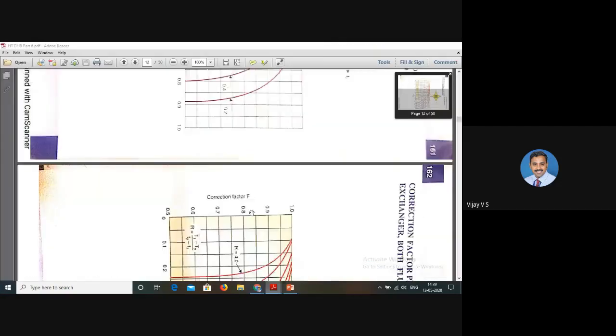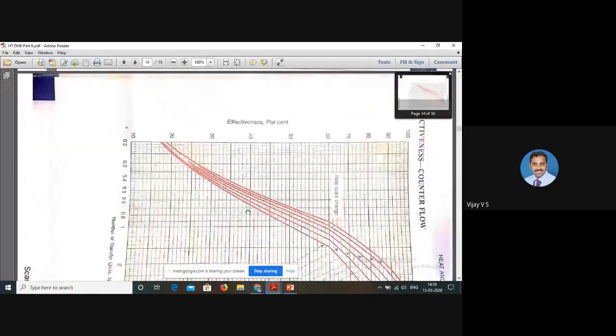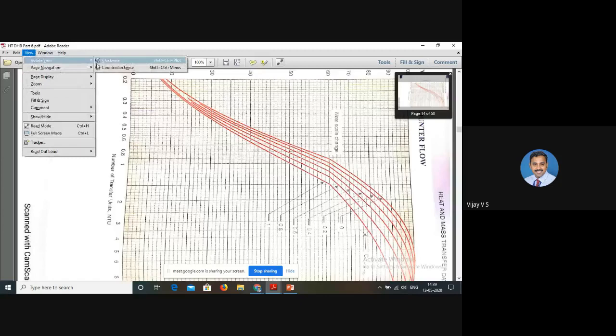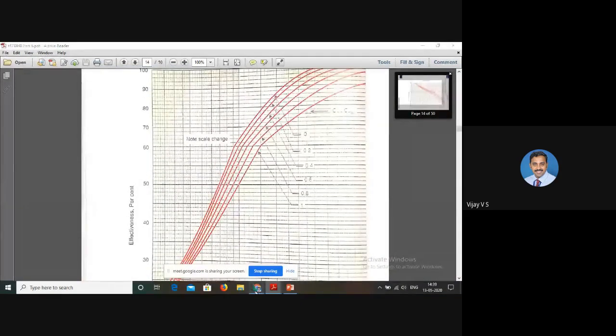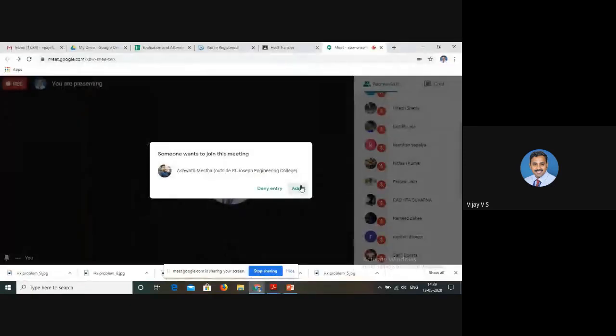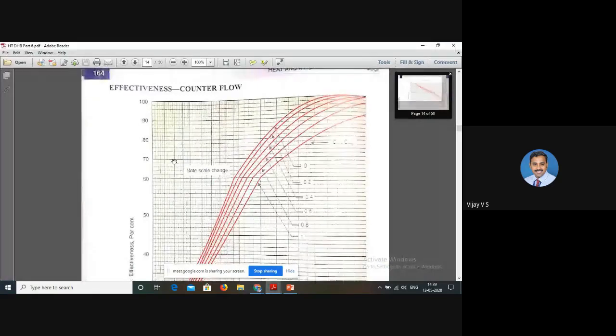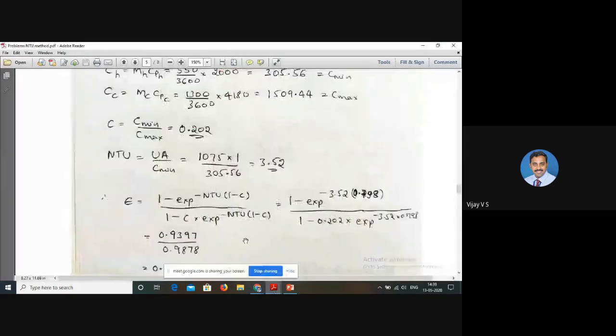For the graphical method, it is a counter flow heat exchanger. So counter flow. Yeah, this is the counter flow heat exchanger. Now what is the NTU we got? NTU is 3.52. Capacity ratio 0.2.